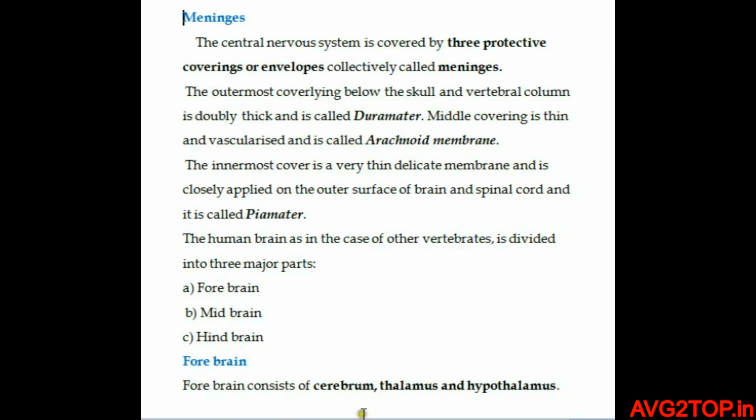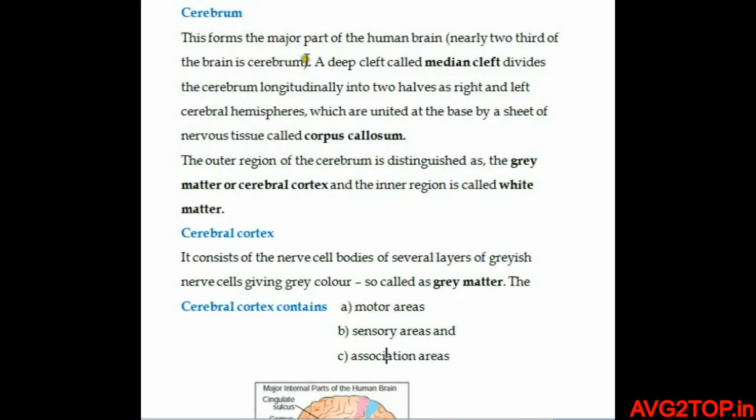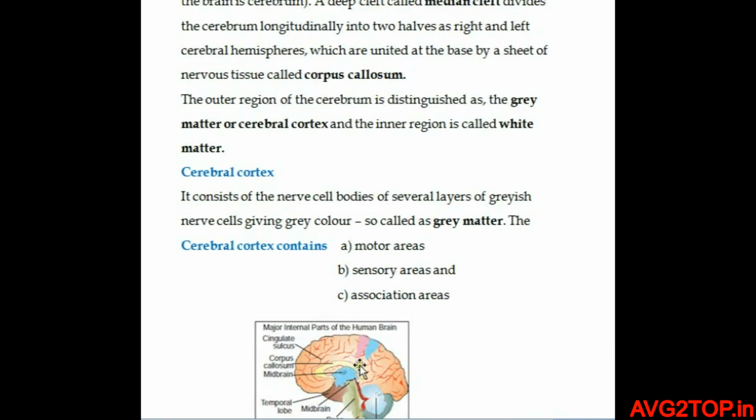Forebrain consists of cerebrum, thalamus and hypothalamus. Cerebrum forms the major part of the human brain. A deep cleft called median cleft divides the cerebrum longitudinally into two halves, right and left cerebral hemisphere, which are united at the base by a sheet of nervous tissue called corpus callosum. This is corpus callosum, and the outer region of the cerebrum is distinguished as grey matter and the inner region is called white matter.